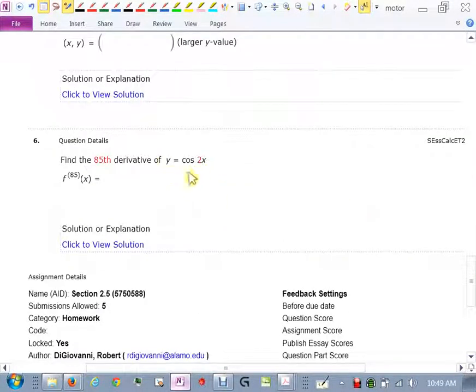All right, now this one, there's no easy way to do it other than the way I showed you. So there's not going to be a shortcut there. You still have to find the pattern and get your derivative.